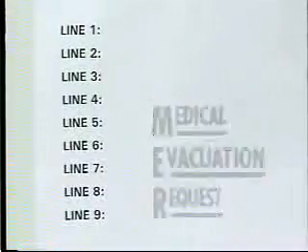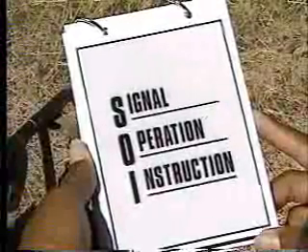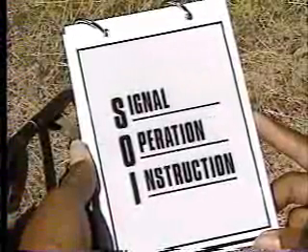Before the patient can be transported, a medical evacuation, or MEDEVAC request, must be prepared in accordance with appropriate radio-telephone procedures. The MEDEVAC request may be written on any available materials. Brevity codes and information from the Signal Operation Instruction, or SOI, must be used to properly fill out the MEDEVAC request. The unit leader will provide you with the location where the patient should be picked up.